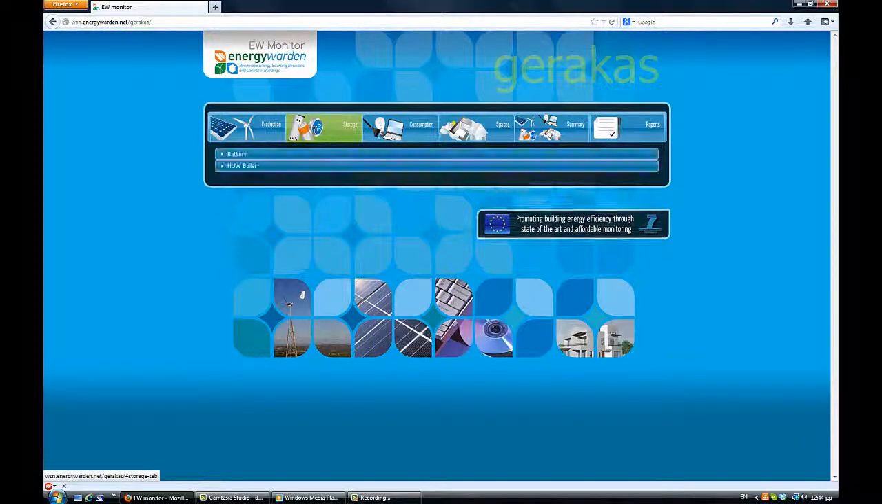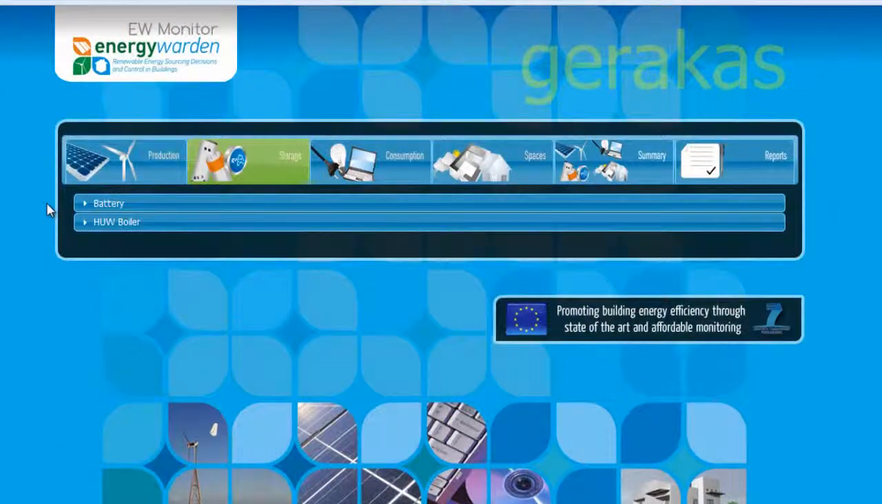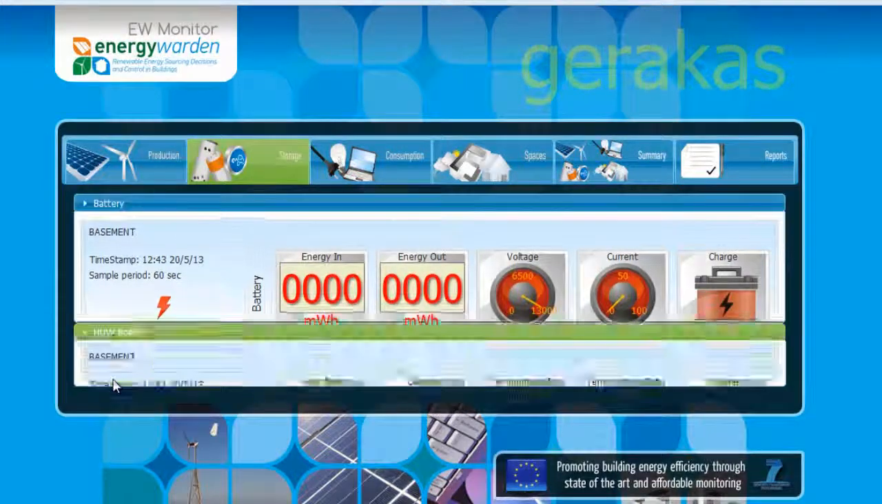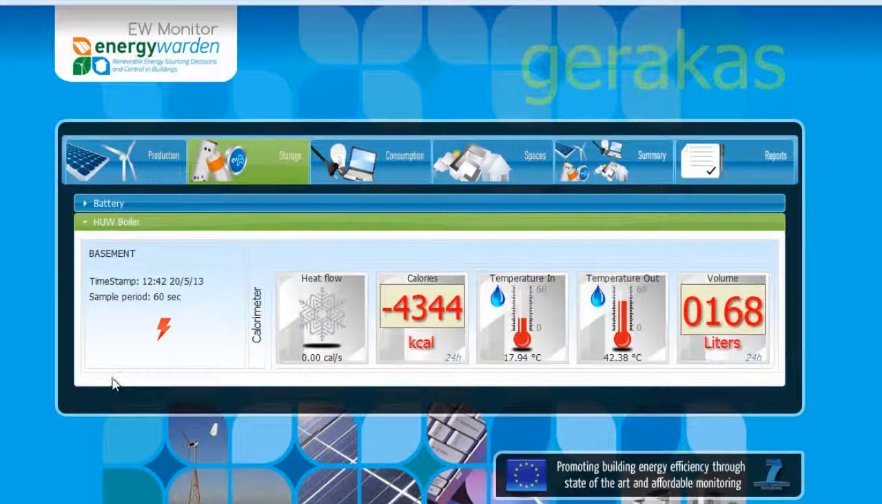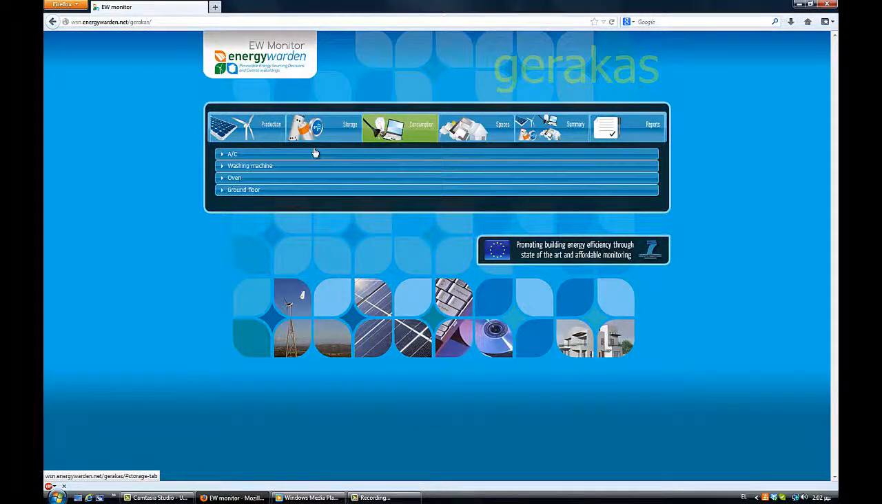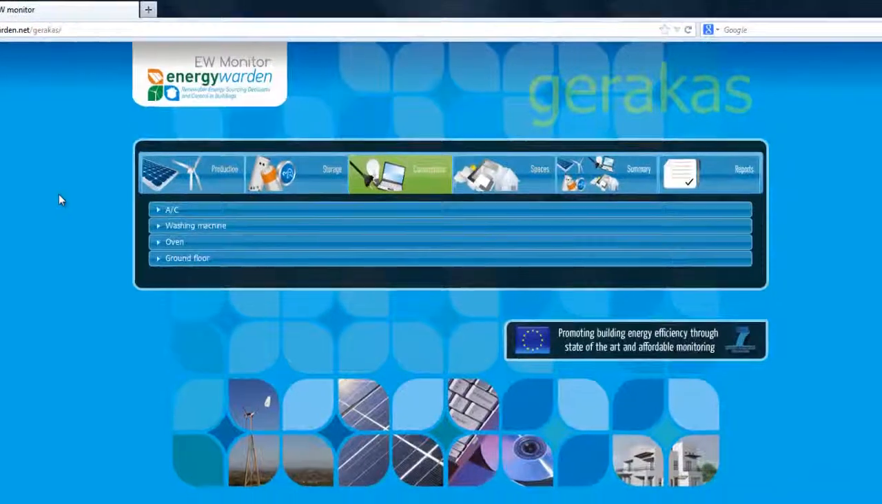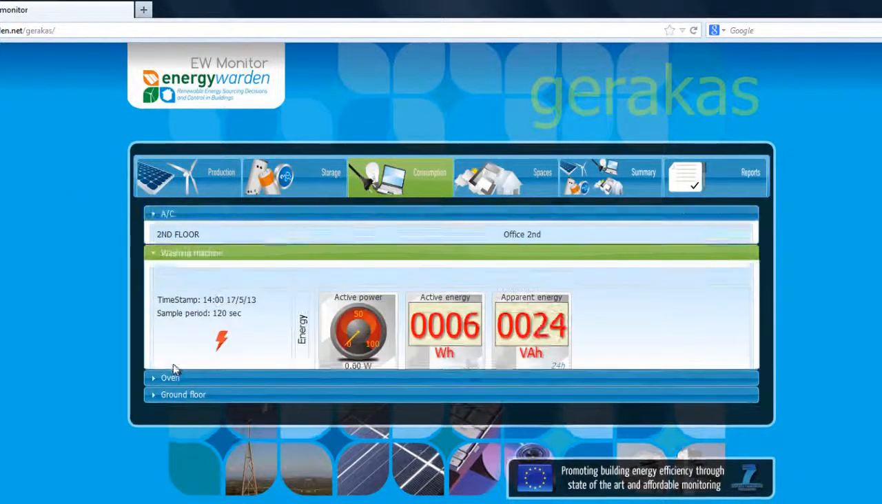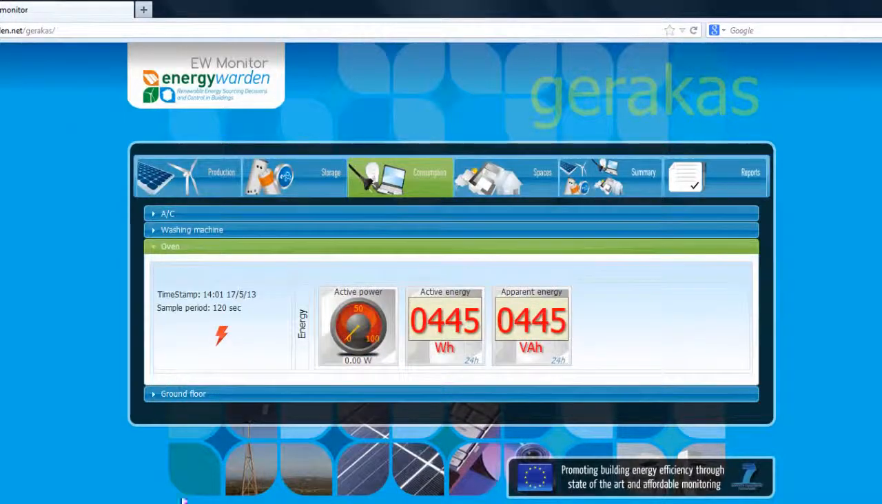The second tab, labeled Storage, is about all our energy storing devices. In this case these include a battery for storing PV power and a boiler for storing hot use water. The third one, under Consumption, is where energy-consuming devices are shown. They include here an air conditioning unit, a washing machine, an electric oven.